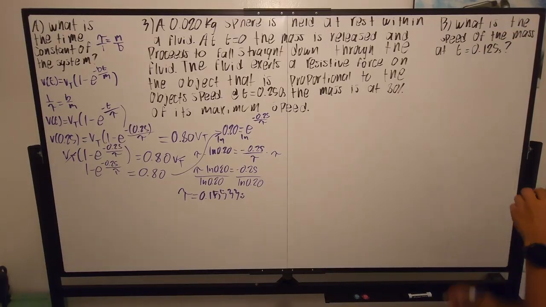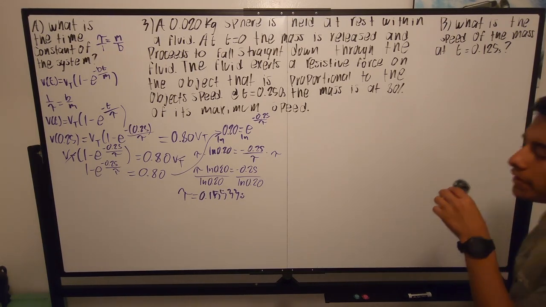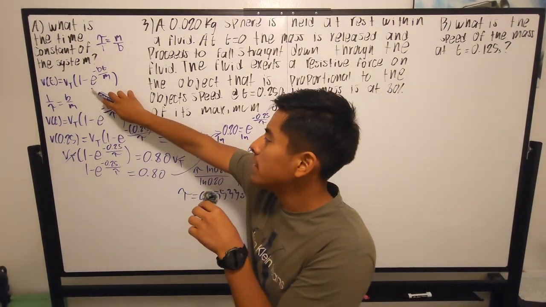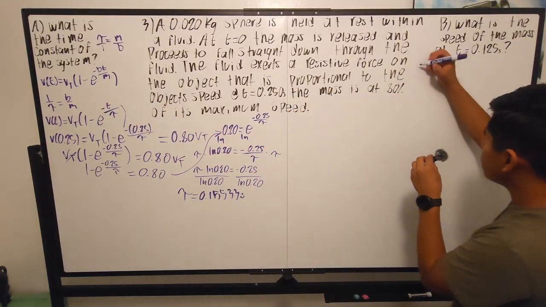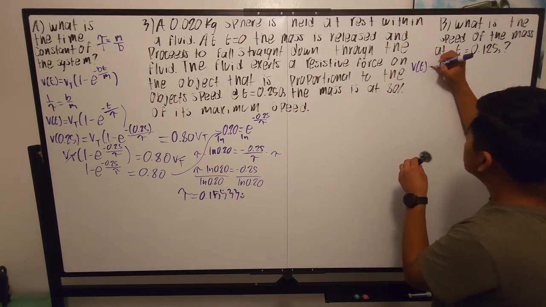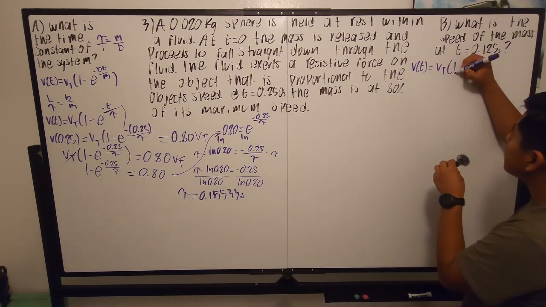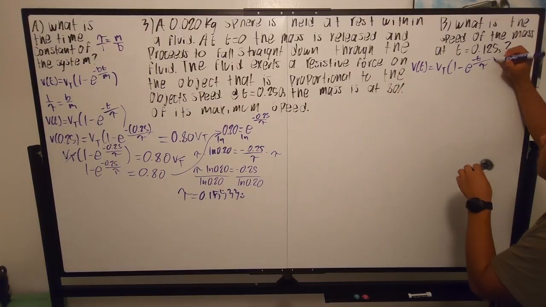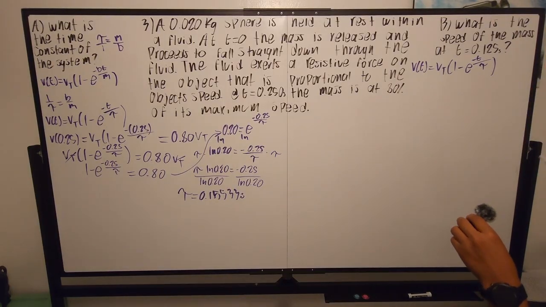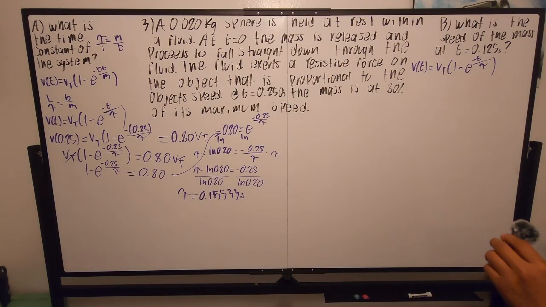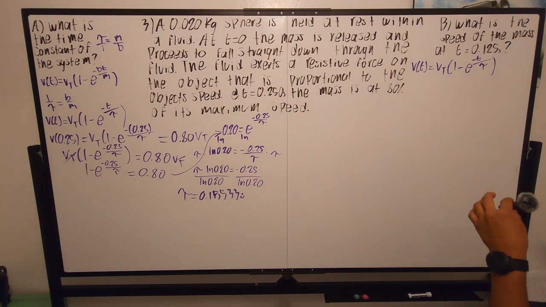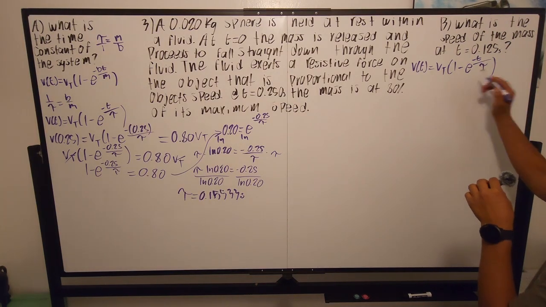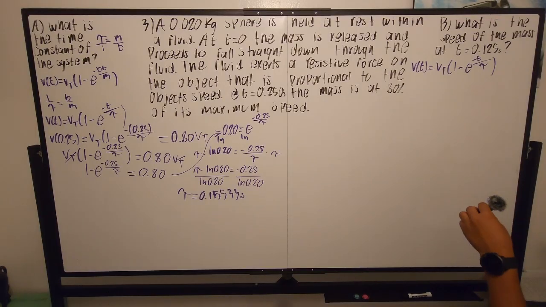All right, the next part, part B, is asking what is the speed of the mass at time equals 0.125 seconds. So for this part, we are actually going to use this function again. So I'm going to rewrite it over here. V of t is equal to V terminal multiplied by 1 minus e to the negative t over tau. I'm going to keep tau in there because I already know tau and it makes my function a lot simpler. So now we have all of these things except for V terminal.